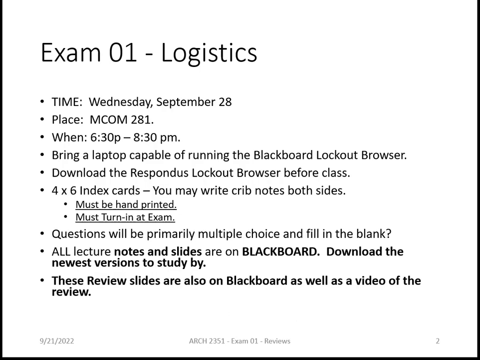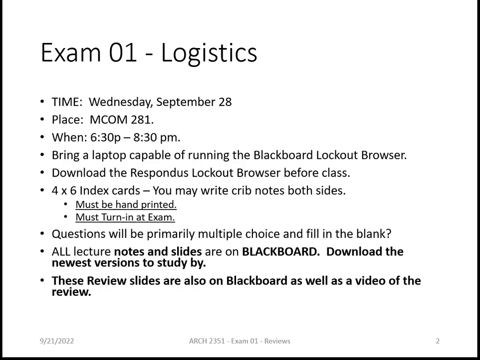Let's go for it. Okay, a week from today, September the 28th. I'll mention it again on Thursday, and I'll mention it again on Tuesday. MCOM 281. MediaCom, that's right there, I think, right behind or right north of the architecture building. I think that's the big lecture hall, 281 is. So we'll have plenty of room. From 6:30 to 8:30 is when we have it scheduled. So that's when we'll run the exam.